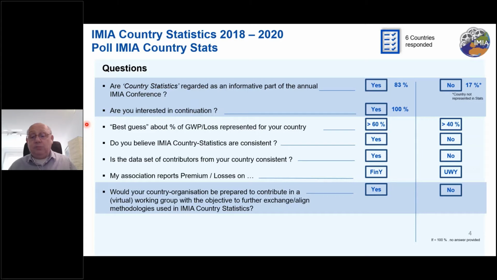And do you report on financial year losses or on, oh, now my screen does not work here. What's happening? Sorry, no confusion.